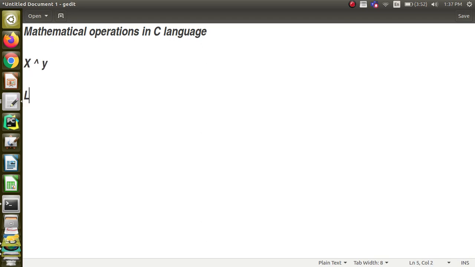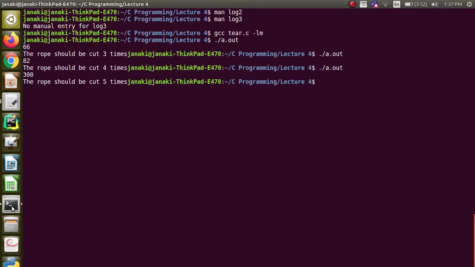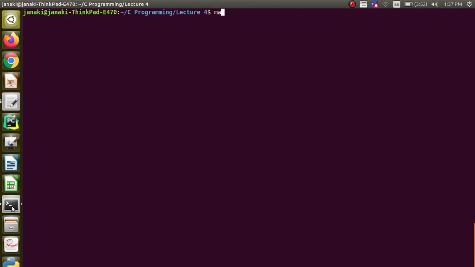Or you may have to find out the log value of something, log to the base 10 or log to the base 2 and so on. How is it supported in C language? We have a built-in library called math.h. It has all the mathematical built-in functions. So pow is the function which is used for finding out x power y.